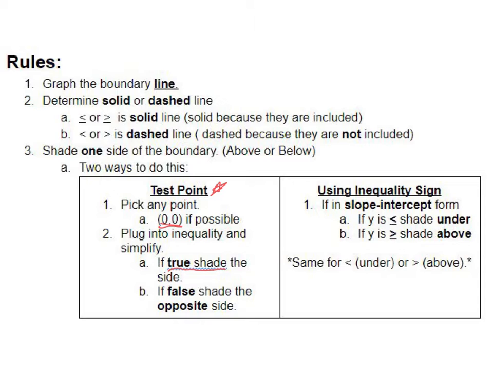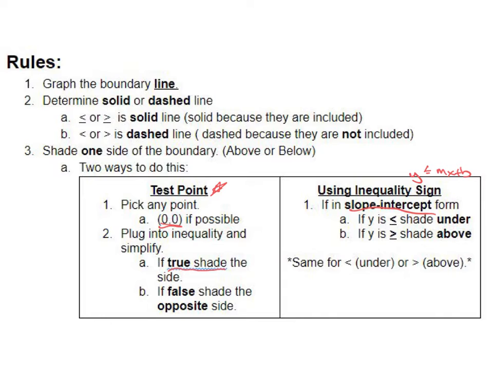Then of course we want to shade the true side. If it's true, that's the side we shade. When it's false, you have to shade the opposite side, because there's only either true or false. And lastly, if you're looking at y equals mx plus b or less than or anything like that, we can use a little cheat: shade under if it's less than, shade above if it's greater than. But that only works for slope-intercept form.